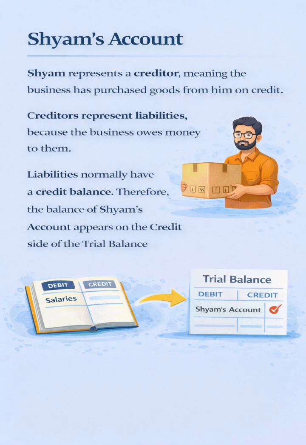Shyam's account. Shyam represents a creditor, meaning the business has purchased goods from him on credit. Creditors represent liabilities, because the business owes money to them. Liabilities normally have a credit balance. Therefore, the balance of Shyam's account appears on the credit side of the trial balance.